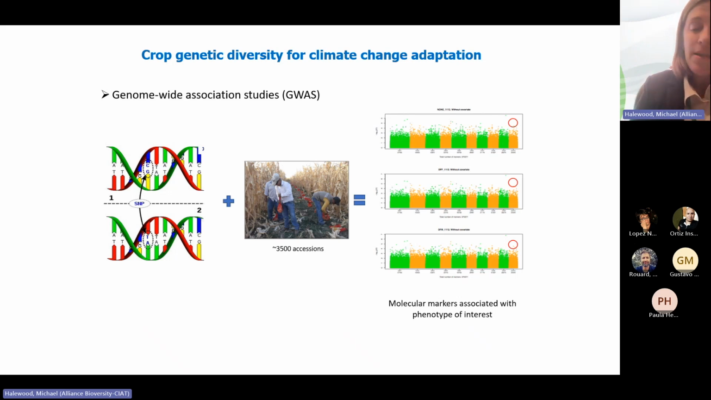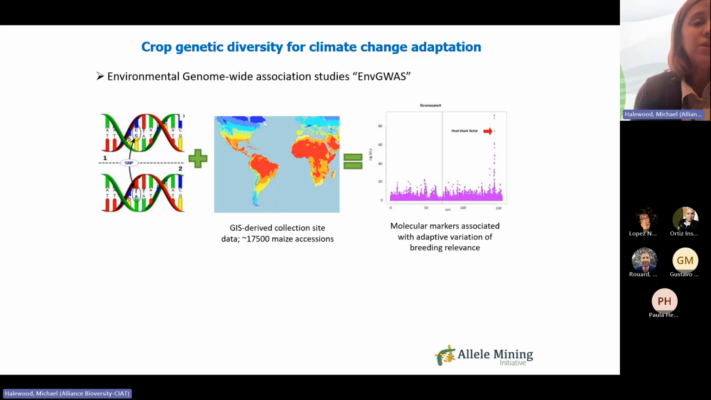So we can avoid this by a newer approach, which is environmental genome-wide association analysis, in which we use exactly the same DSI, exactly the same genetic information, but we combine it with climatic data. Climatic data is basically free. And we use this climatic data as phenotypic information. So with the combination of both, again, we can generate a Manhattan plot and identify molecular markers associated with environmental traits. When I say environmental traits, as examples: heat, drought, soil salinity, and others.